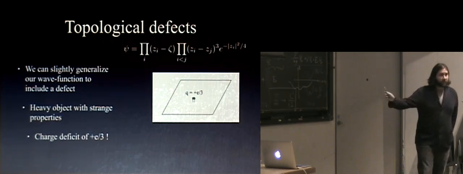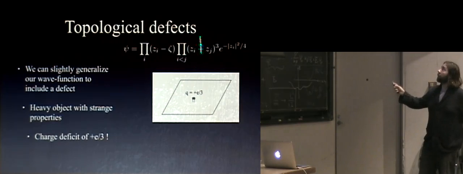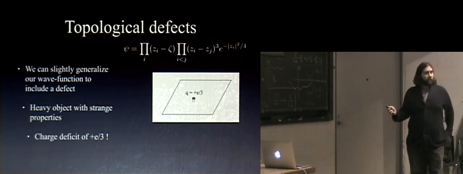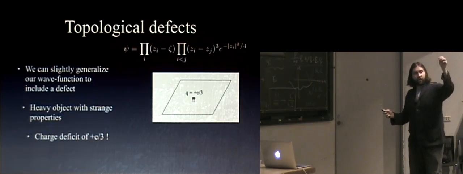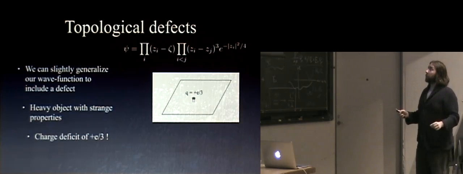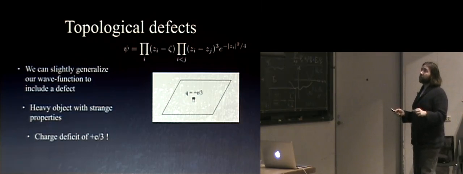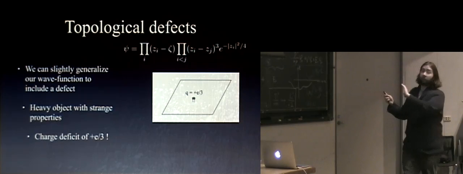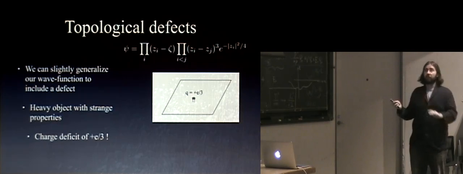Okay? And I want to emphasize, right? The z's are electron coordinates. This is basically some external parameter. It's this defect that I tried to add to my state. And it turned out it's a heavy object, and it has a lot of strange properties. It's by no means obvious from this construction, but you can kind of sort of believe it.